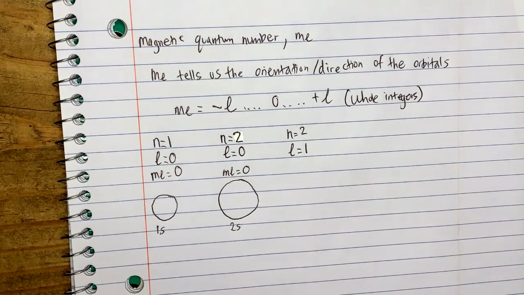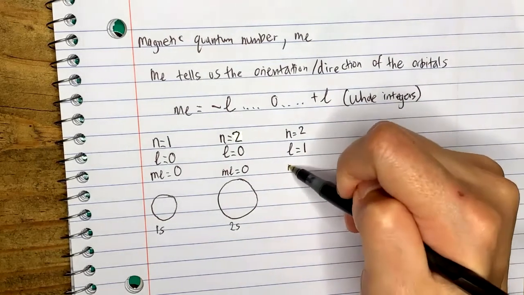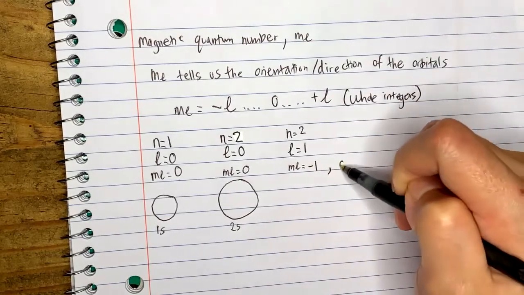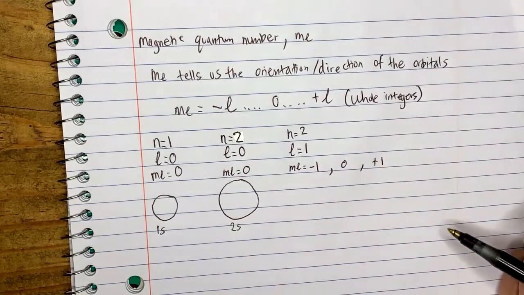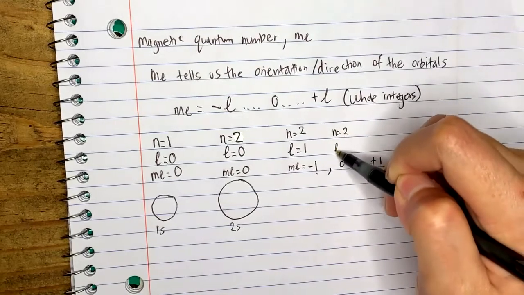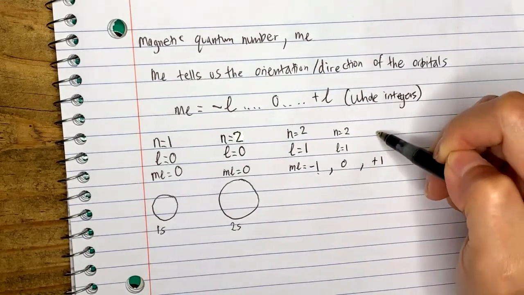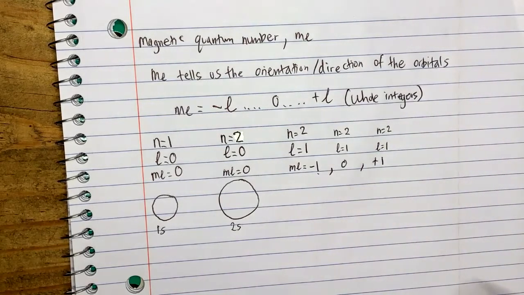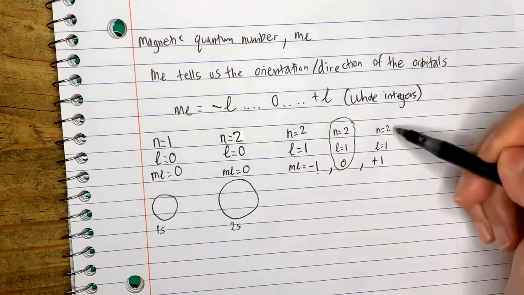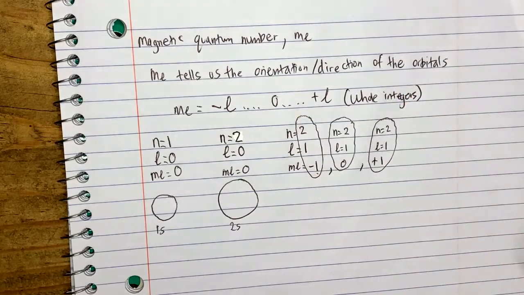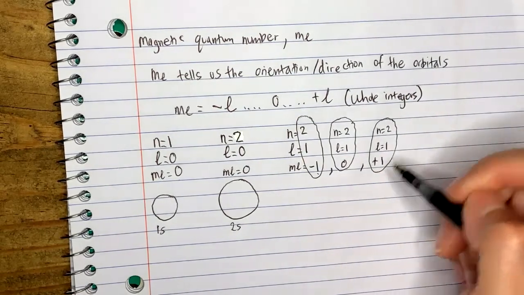ML is 0. And then if L is 1, now I have options for ML. I have negative 1, 0, and plus 1. So I have 3 different orientations here. I can rewrite it: N is 2, L is 1, ML is 0; N is 2, L is 1, ML is plus 1. That's like a series here. Each one describes one orbital, not electron, orbital. So you have here 3 orientations of 2p.